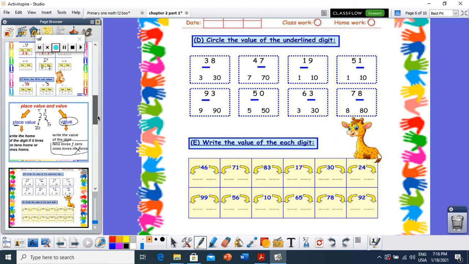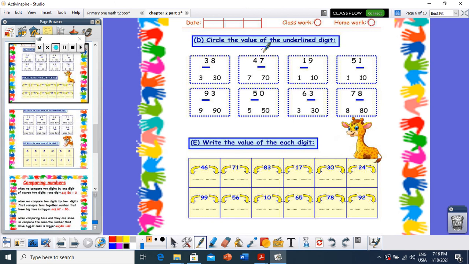Circle the value of the underlined digit. Here I have 3 and 8. I need to write the value. So I need to write the number. Ones loves no zeros. Tens loves 10. So 38, 3 will be tens, and 8 will be ones. So 3 is in the tens, and we mentioned before that the tens loves 10. So I will choose 30.